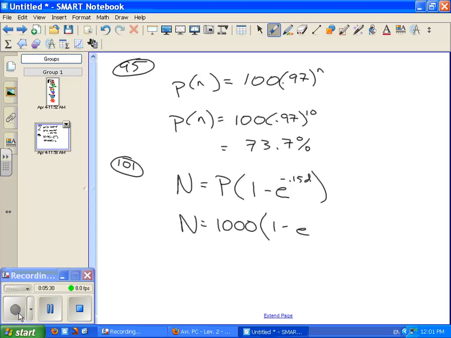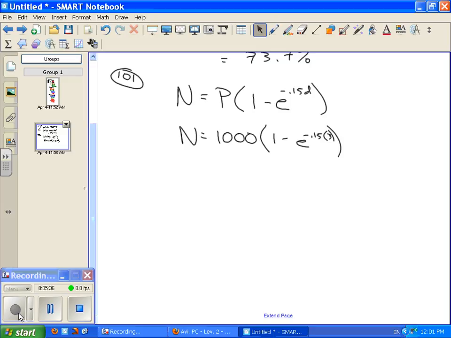So 1,000 is what goes in there. 1 minus e to the negative 0.15, and then 3 days is what we're looking for. Basically, I just have to plug that into a calculator and see what I get. So negative 0.15 times 3. And then I want to go e to that answer. 1 minus that answer. And then times 1,000.